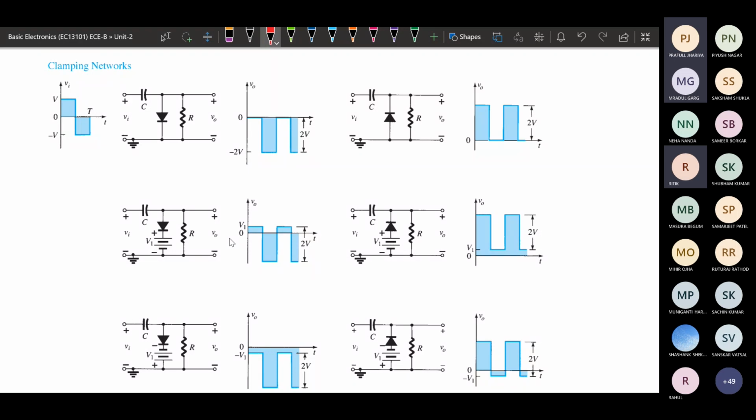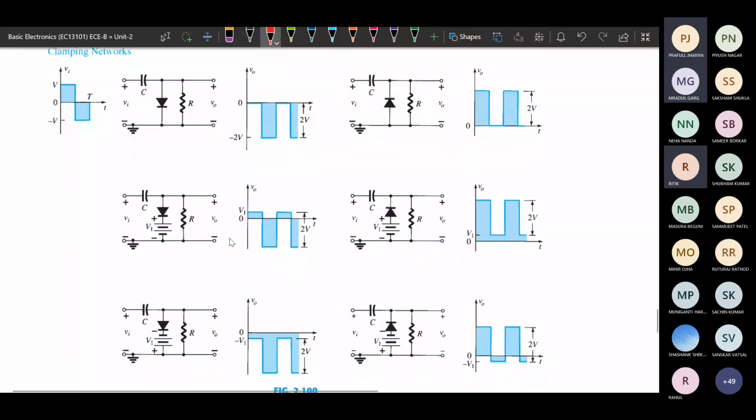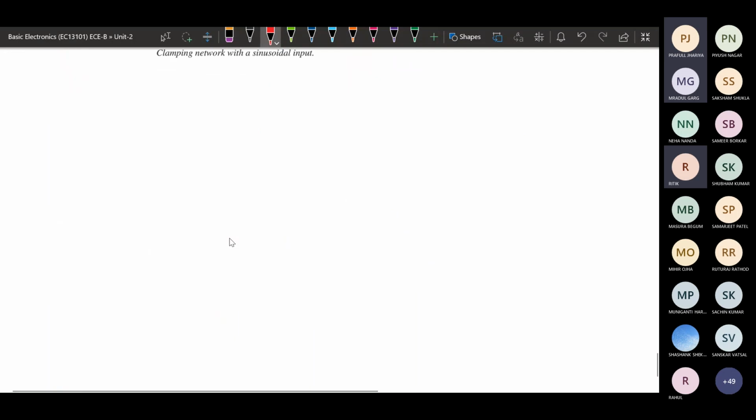Or just before the summary, we can analyze the circuit and see how it is going to behave. So suppose we are having the first case, negative clamping.